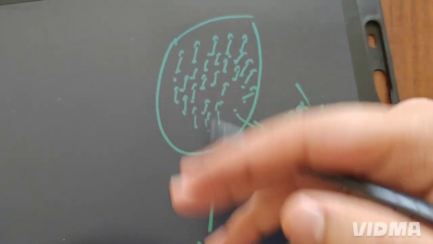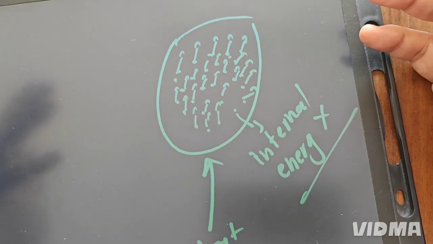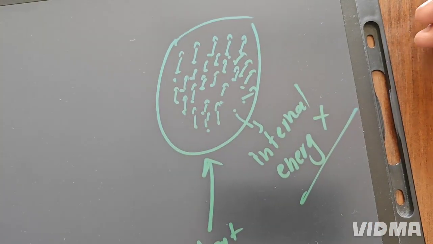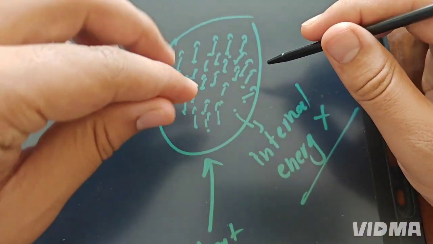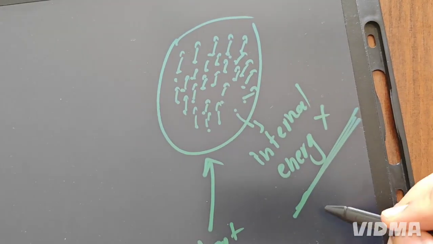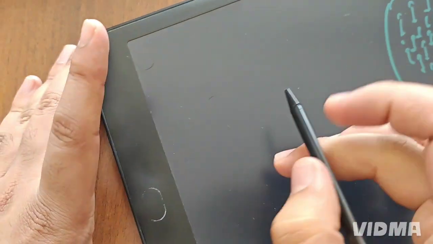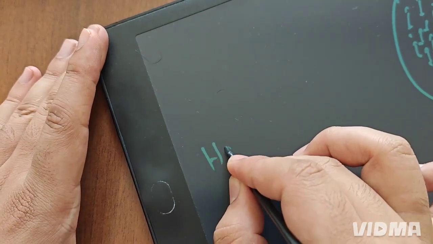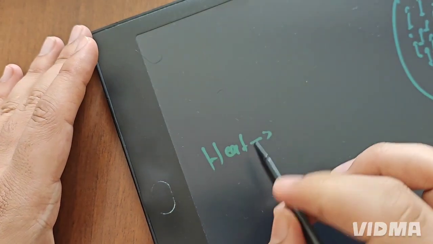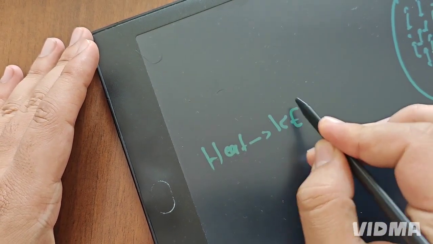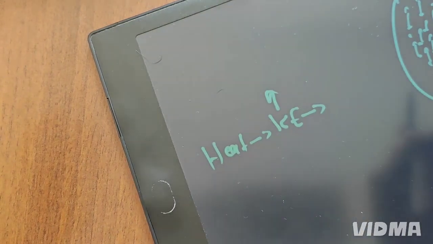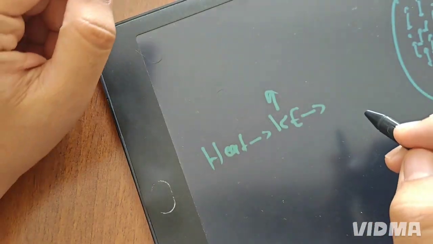Why? Because we give this object energy, heat, and the energy of the particles inside it is going to increase. When the particles inside are receiving energy, it means the internal energy is going to increase. So look at the relationship. This is heat. Give the object heat, then the kinetic energy of the particles is going to increase.